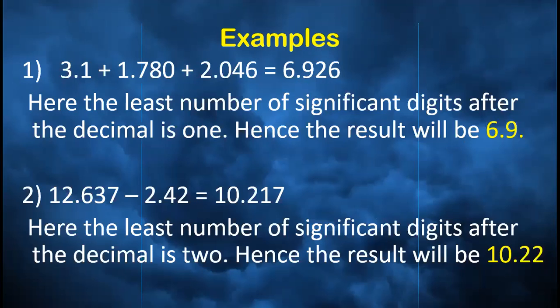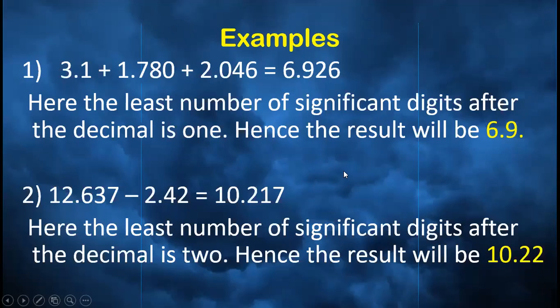Now take another example: 12.637 minus 2.42. If you subtract, we get 10.217. But the least number of decimal digits here is 2. This number has 3 decimal digits and this has 2 decimal digits, but your answer should contain only 2 decimal digits. So we have to round it off. While rounding off, you have to see the next digit. Here the next digit is greater than 5, so you have to add 1 to the preceding digit. So it is 10.22.